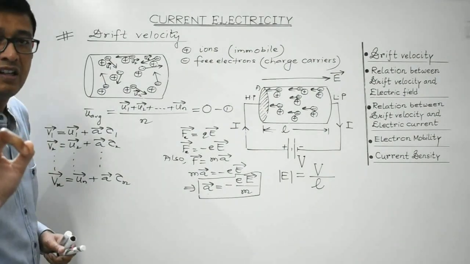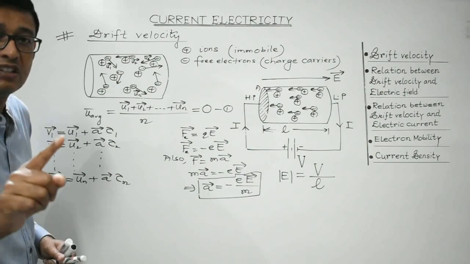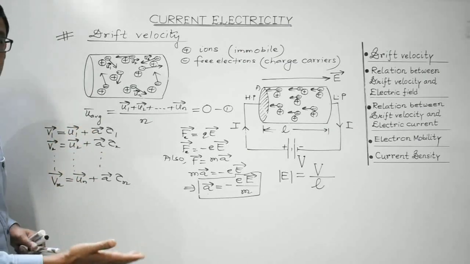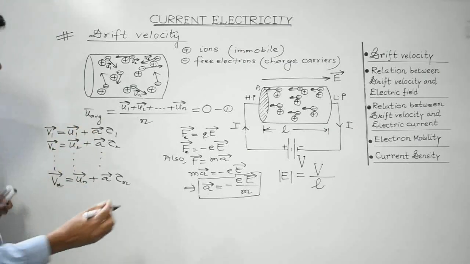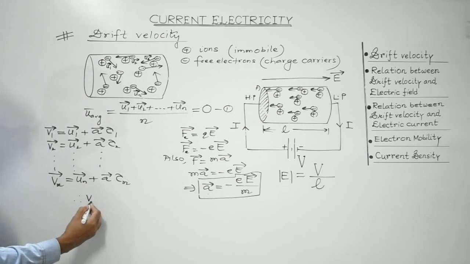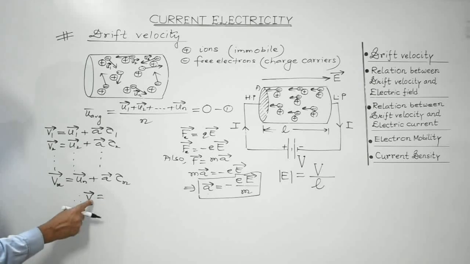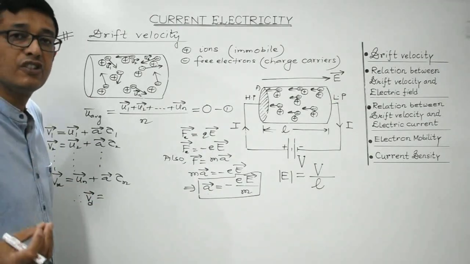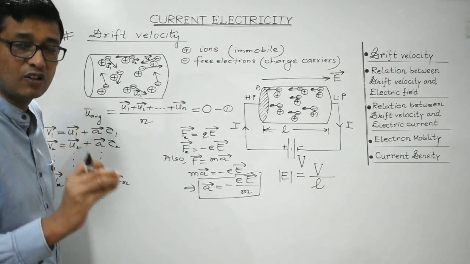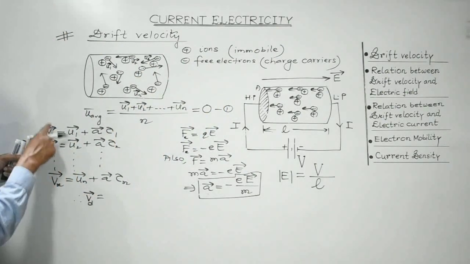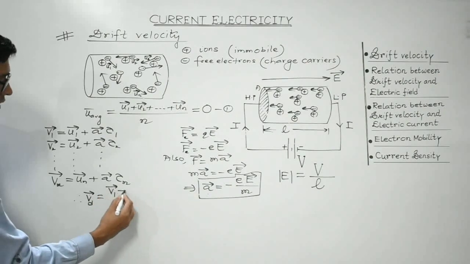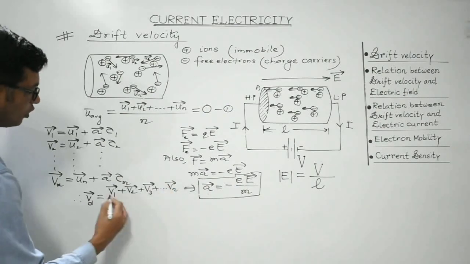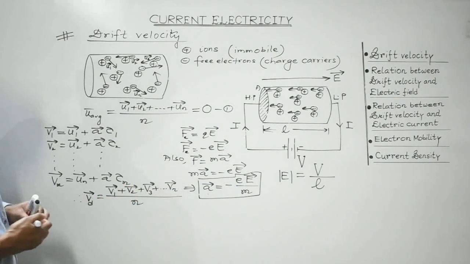As per definition, students, drift velocity is the average velocity of the electrons under the influence of the electric field. Right? So these are the final velocities of the electrons under the influence of the electric field. So the average would be the arithmetic mean of V1, V2, V3 and so on. Therefore, let us represent drift velocity as VD, where D stands for drift and small letter V stands for velocity. Average means arithmetic mean, which is the sum of all the observations divided by the total number of observations.